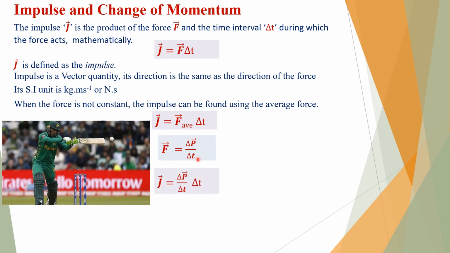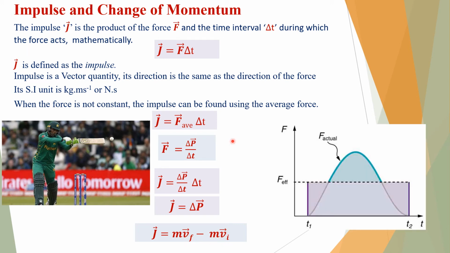We can put this equation in this equation here and we get J is equal to delta P divided by delta t into delta t, and from here we get J is equal to delta P, that is, impulse is equal to change in momentum. Change in momentum is final momentum minus initial momentum, that is mVf minus mVi.